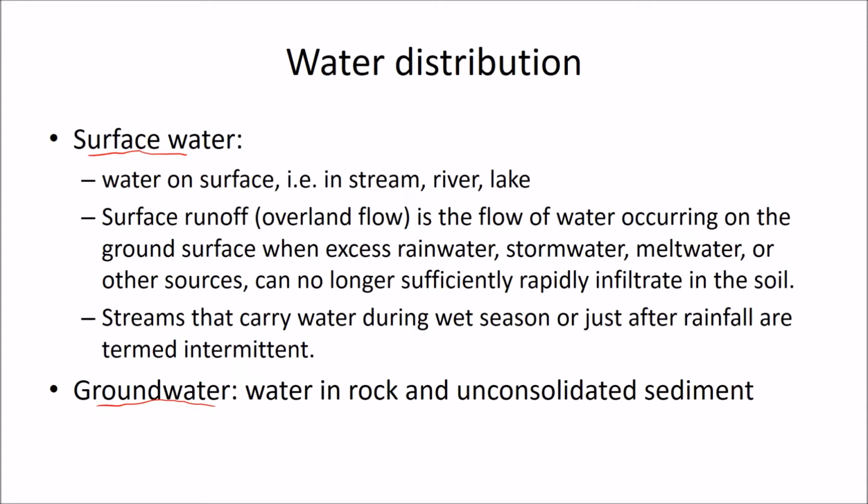The streams that carry water during the wet season or after the rainfall are termed intermittent. Sometimes we have different streams. Some streams have a flow permanently, all the year, but in some other streams the flow occurs only in the wet season, or only for a very short time during and after the rainfall, and after that the stream can be dry. So we call it intermittent. This is to distinguish the difference between intermittent and permanent flow or streams.